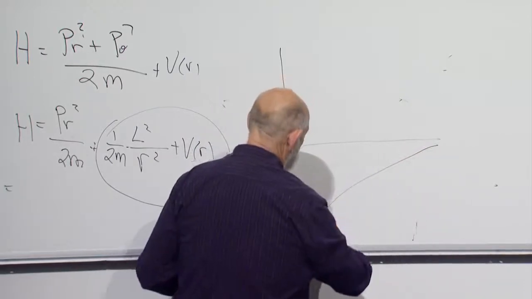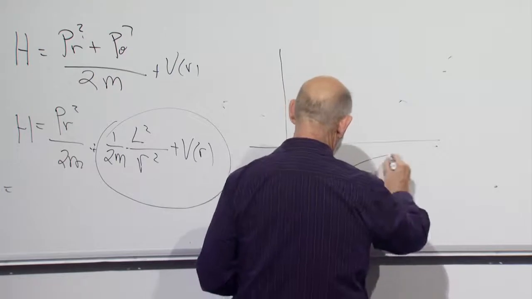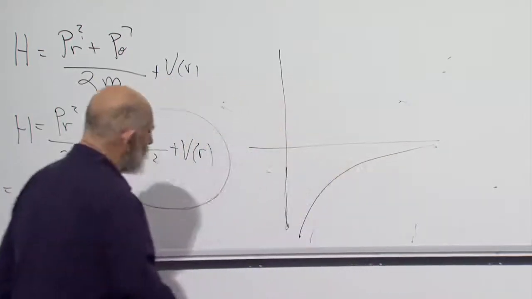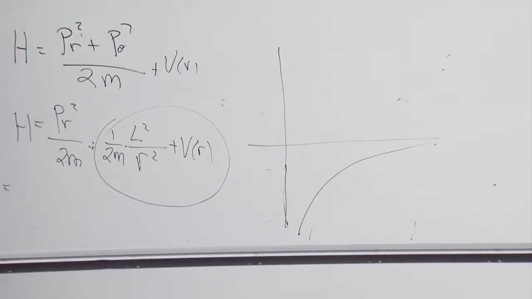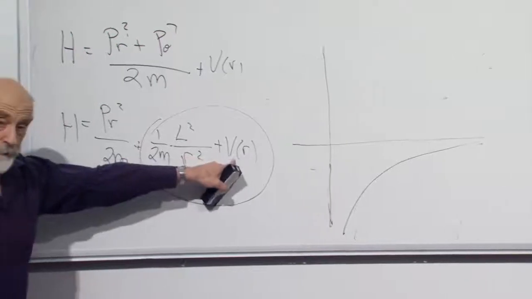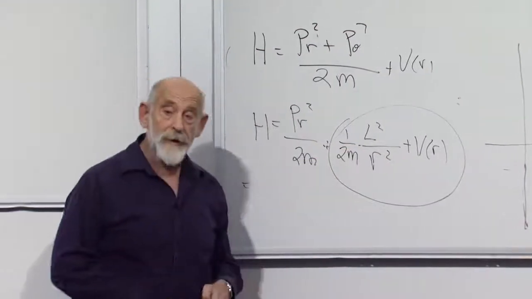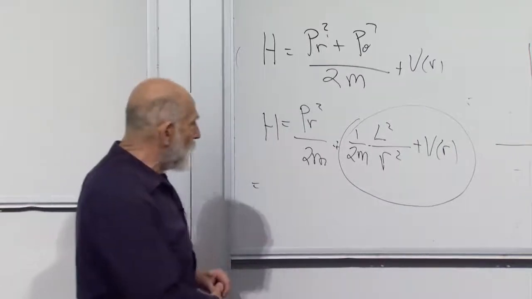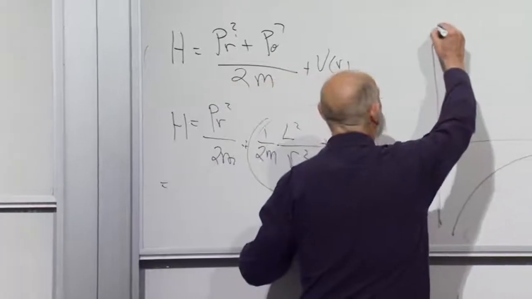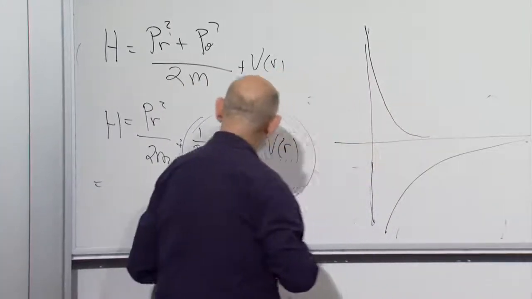Then V of r would look something like that. Well, let's do it a little better. V of r would be negative because it's attraction, and it would be 1 over r, so it would look something like this. Now, that's V of r. What about L squared over r squared? Well, for any L except L equals 0, it's going to blow up at the origin like 1 over r squared and then fall quickly to 0.